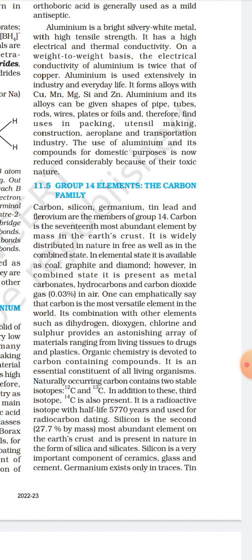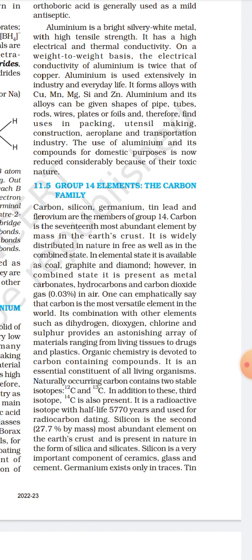One can emphatically say that carbon is the most versatile element in the world. Its combination with other elements such as dihydrogen, dioxygen, chlorine and sulfur provides an astonishing array of materials ranging from living tissues to drugs and plastics. Organic chemistry is devoted to carbon-containing compounds. It is an essential constituent of all living organisms.